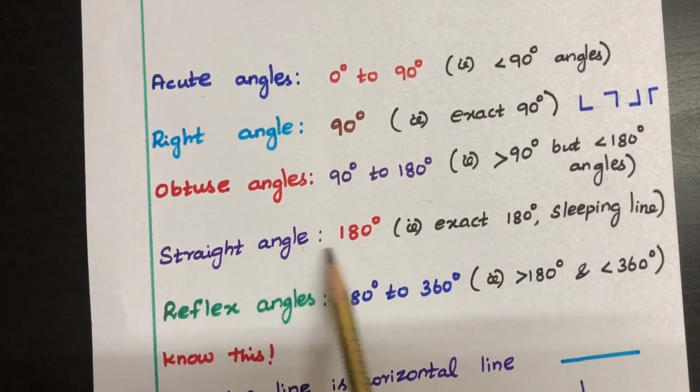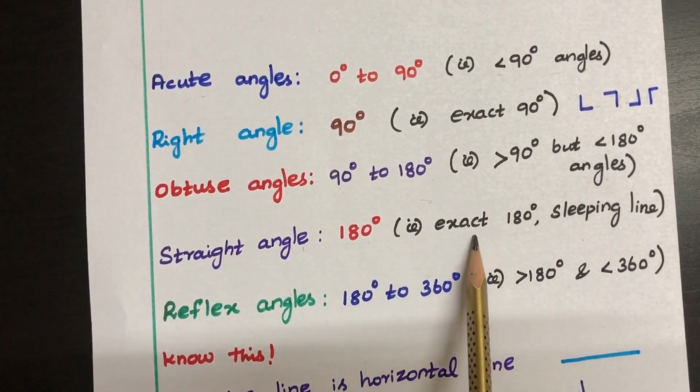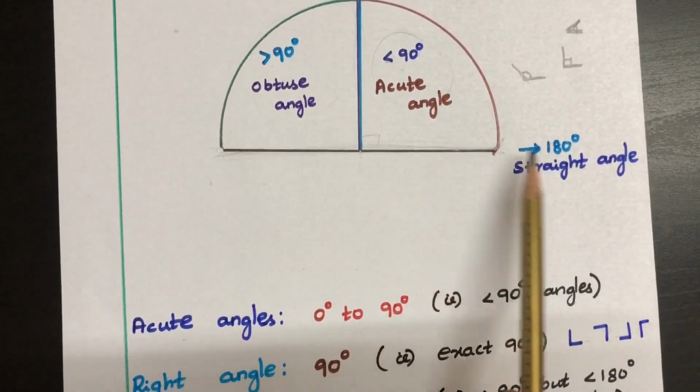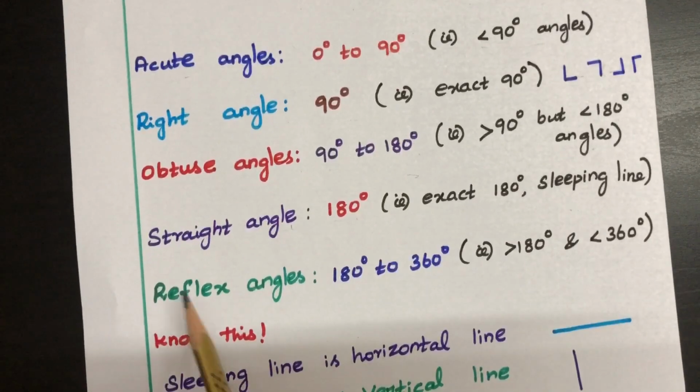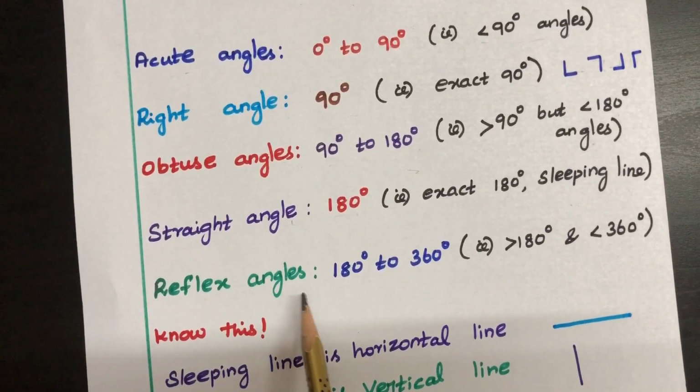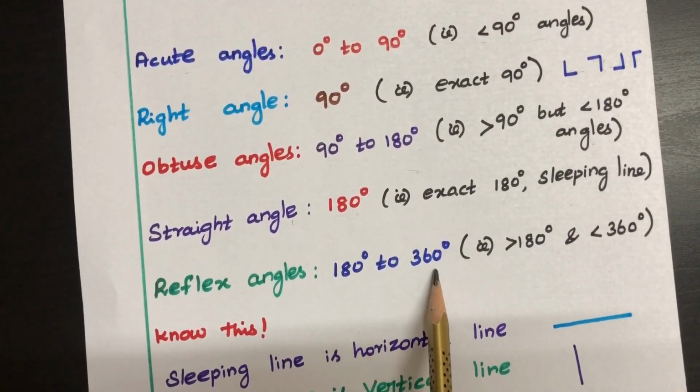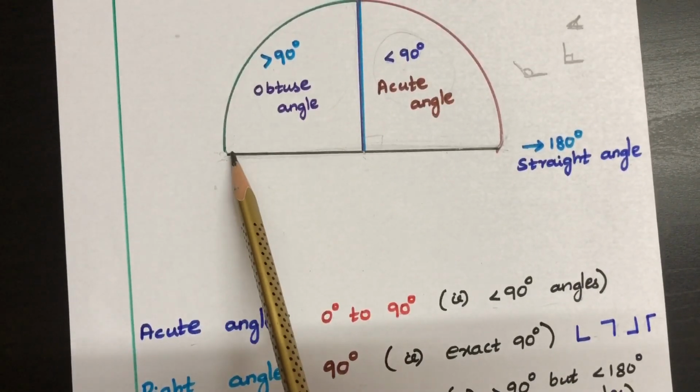Next is straight angle. Exact 180 degree, the sleeping line, is the straight angle. Next, reflex angles. What are reflex angles? 180 degree to 360 degree. See, this is 180 degree.